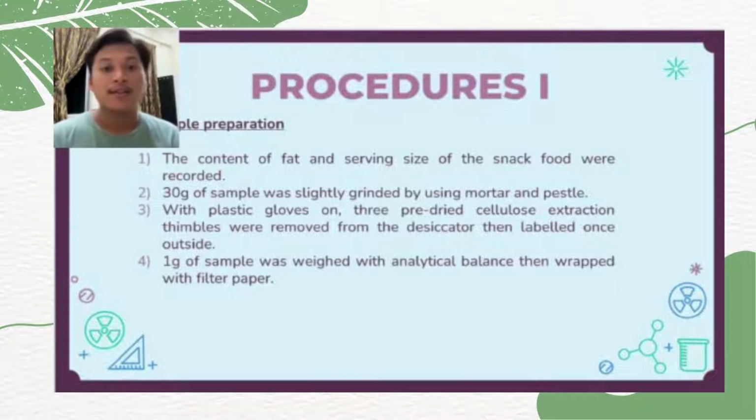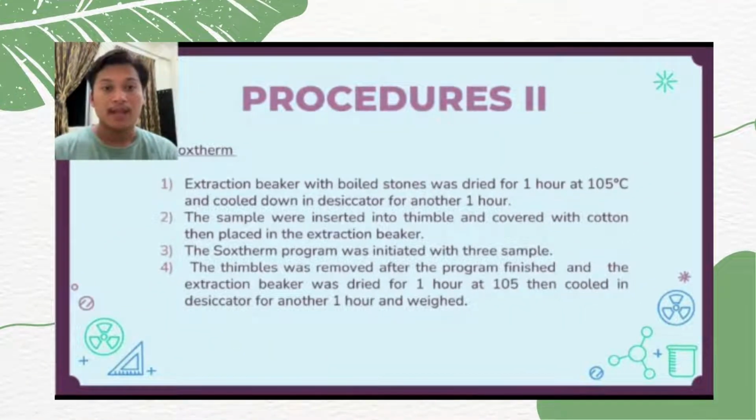Firstly, the content of fat and serving size of the snack food were recorded. Number 2, 30 gram of sample was lightly ground by using mortar and pestle. Number 3, with plastic gloves on, the pre-dried cellulose extraction thimbles were removed from the desiccator, the labeled ones outside. Number 4, 1 gram of sample was weighed with an analytical balance, then wrapped with filter paper.